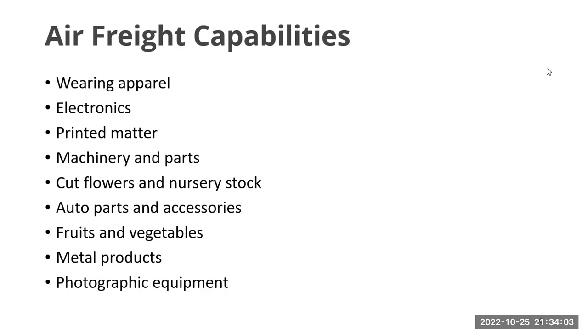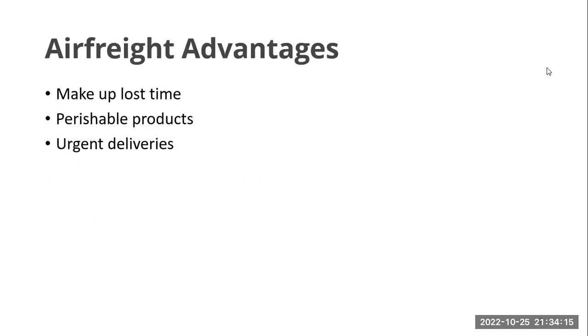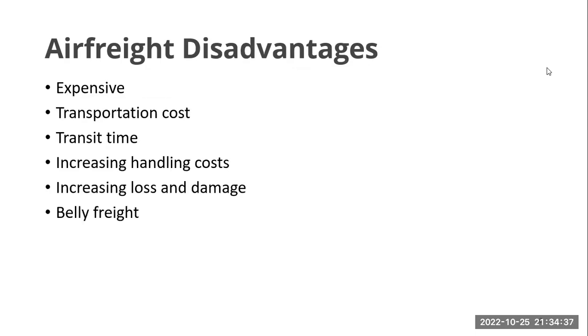Sometimes they could be moved by air, but these are expensive. Moving things by air is very expensive, so we need to be sure that it is needed. Otherwise, we look at other options like road or sea transport. So air freight has the advantage of speed. Anytime you are late in moving something and there's an air option, it's likely to be faster than road and ship or water transport. It's also good for perishable products, and for urgent deliveries, air will be preferred.